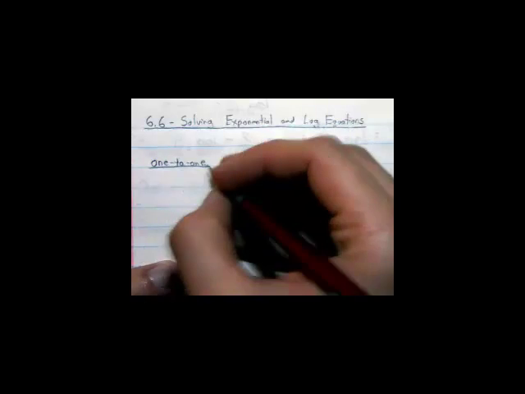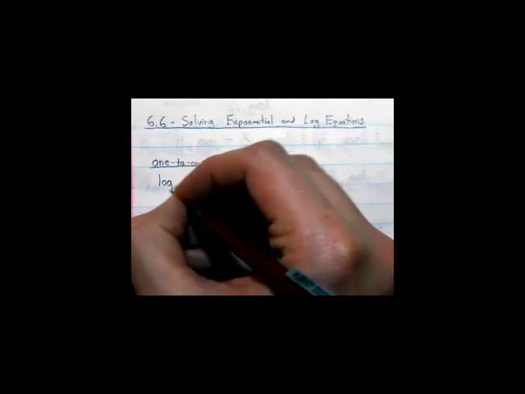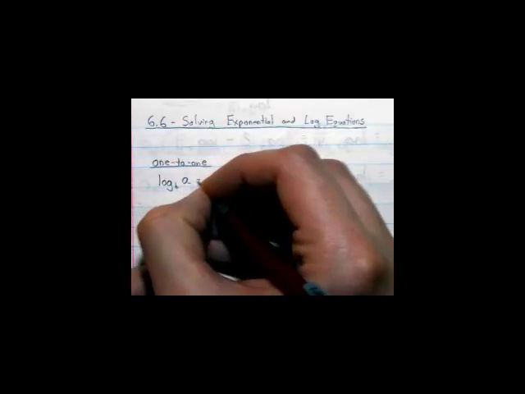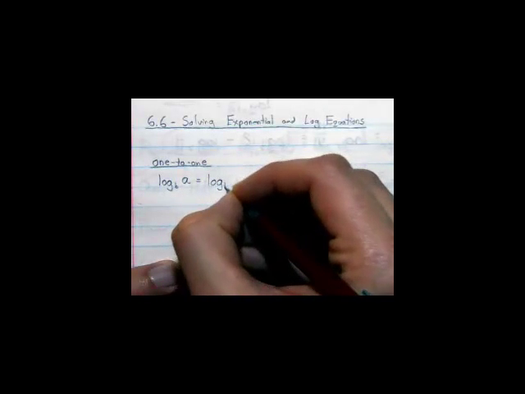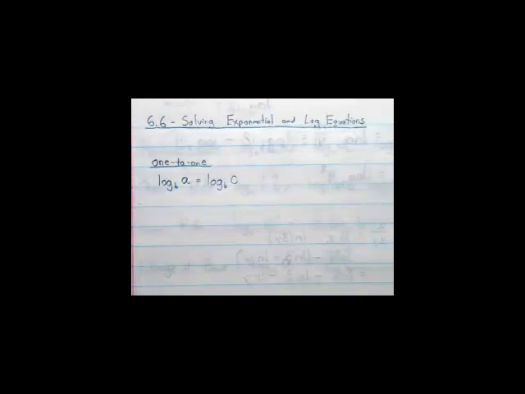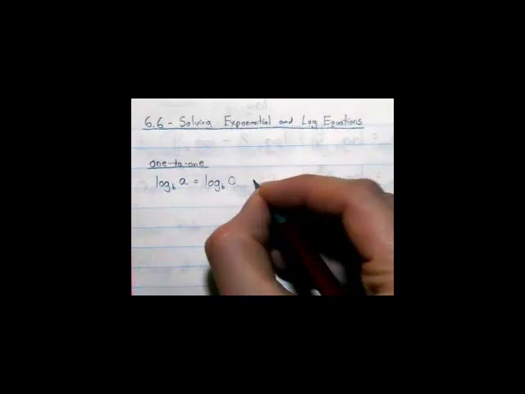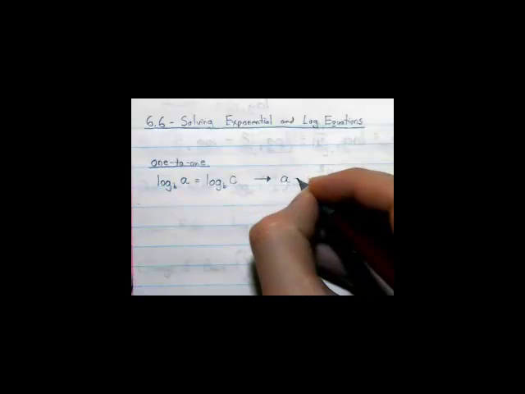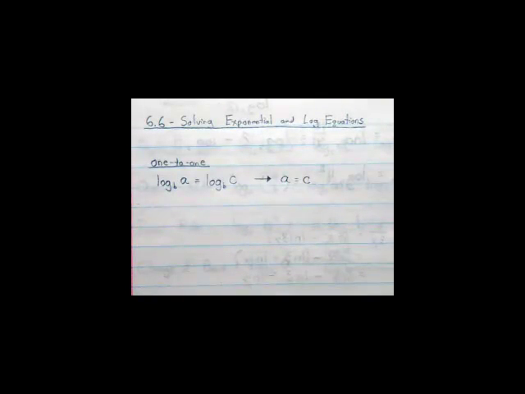So here's the one-to-one property for logs: if log base b of a equals log base b of c, you can just cancel the two logs, because if those logs have the same base, then whatever's inside the logs would have to be equal as well, to make both sides come out the same. So a equals c. Whatever's inside the two logs, you can just take them out, set them equal to each other and work it from there, which is usually a much easier problem to do.